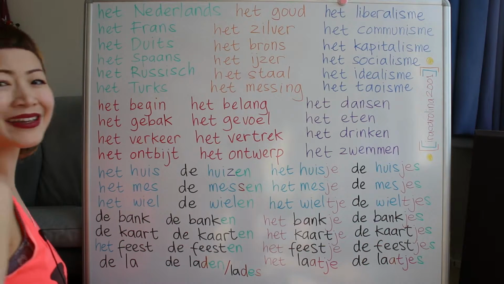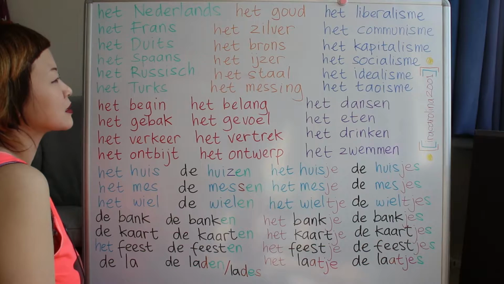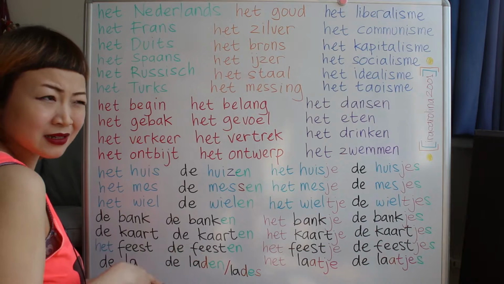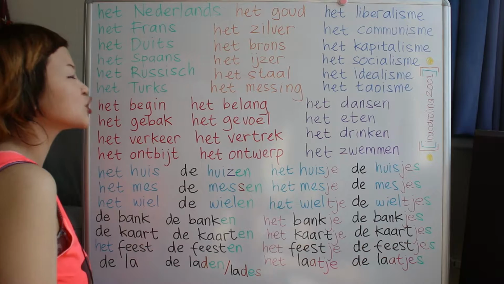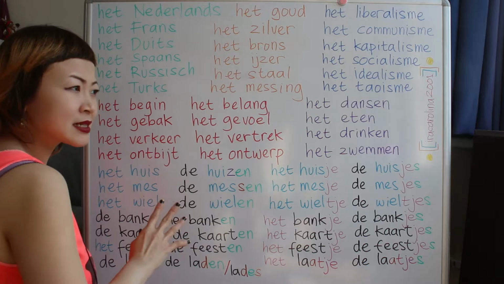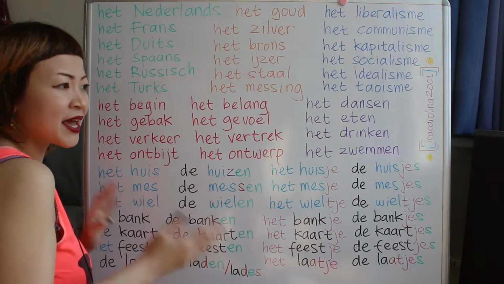Hi, today we will learn Dutch, or Netherlands, about het. In the previous video, we already learned about de. In English, de and het are "the". And in Dutch, some words come with de, some words come with het. And now we will learn the general rules about words that use het as "the".